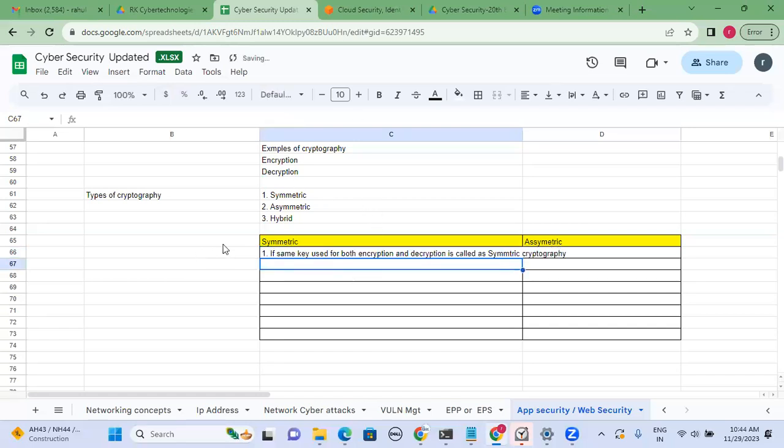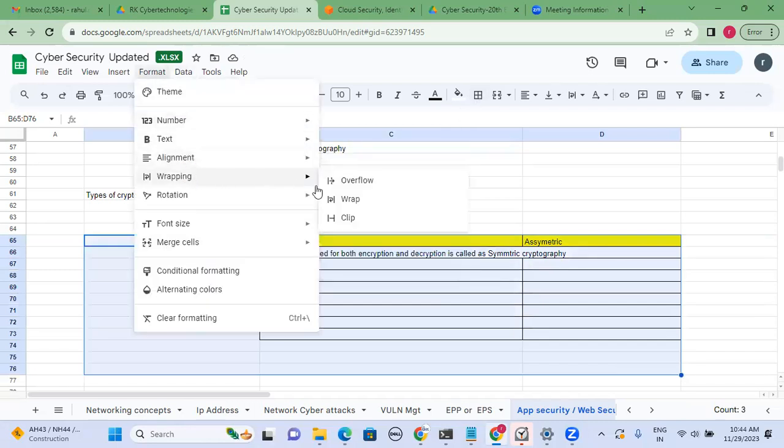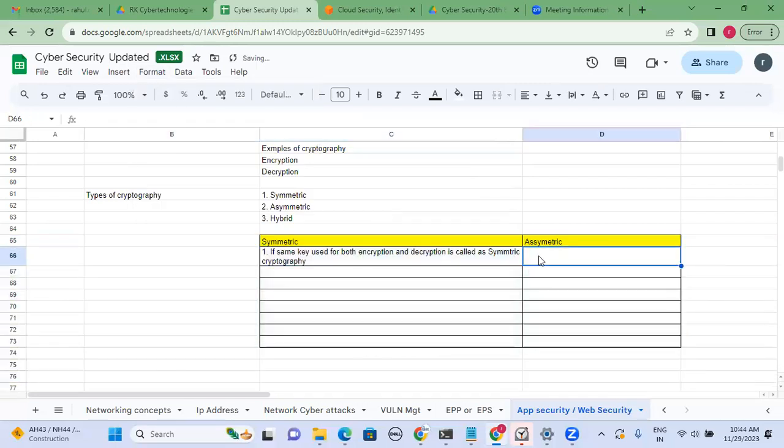Now what is asymmetric? Opposite to this one is asymmetric. Two keys used for both encryption and decryption is called asymmetric. Asymmetric's general meaning is different. Different keys used for encryption and decryption is called asymmetric cryptography.